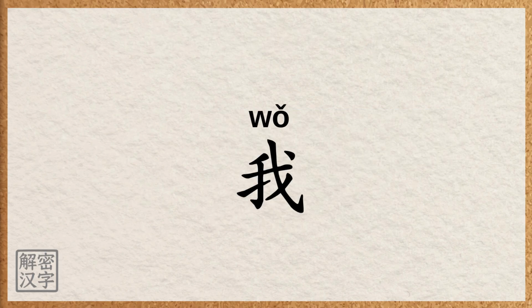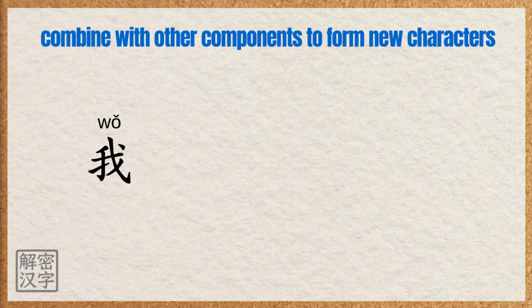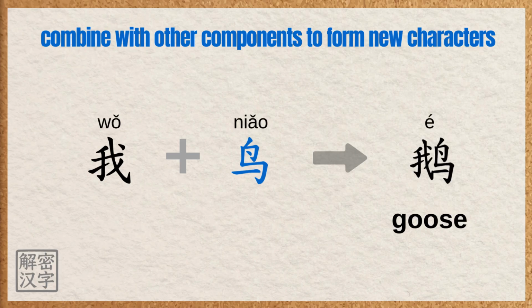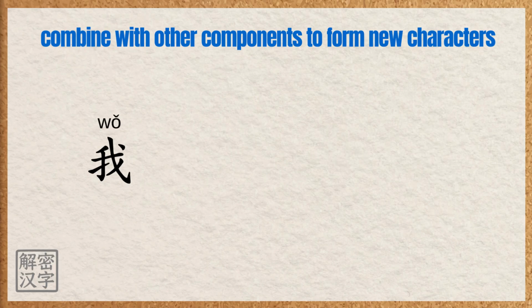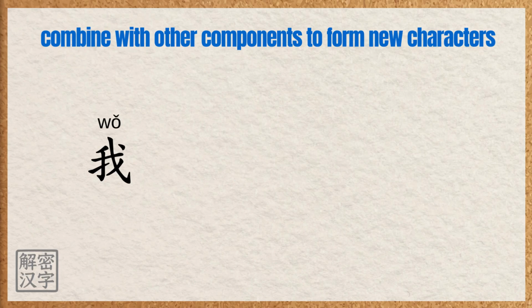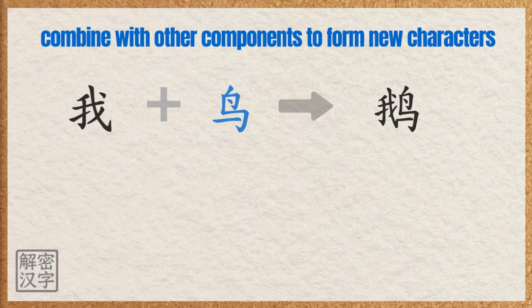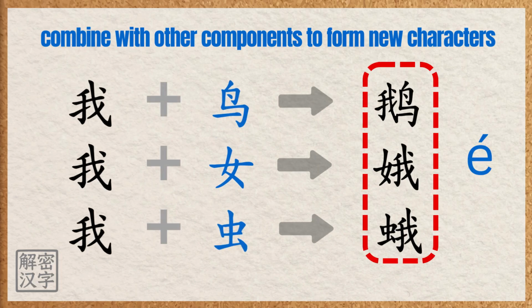The character 我 is not used as a radical on its own, but it can appear together with other components. For example, when 我 is combined with the bird radical, it forms 鹅, meaning goose. When it is combined with the woman radical, it forms 娥, meaning beautiful woman. When it is combined with the insect radical, it forms 蛾, which means moth. You may have noticed they all sound the same.